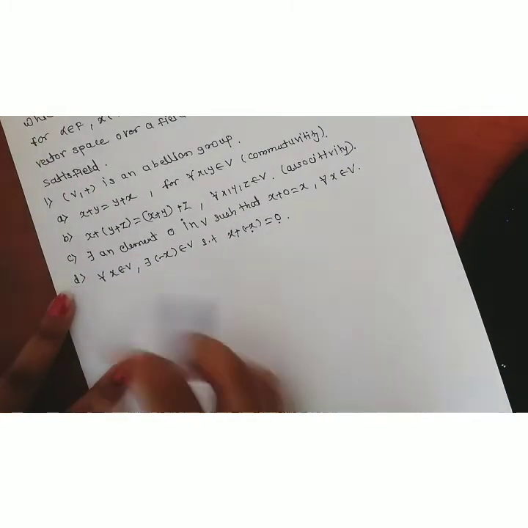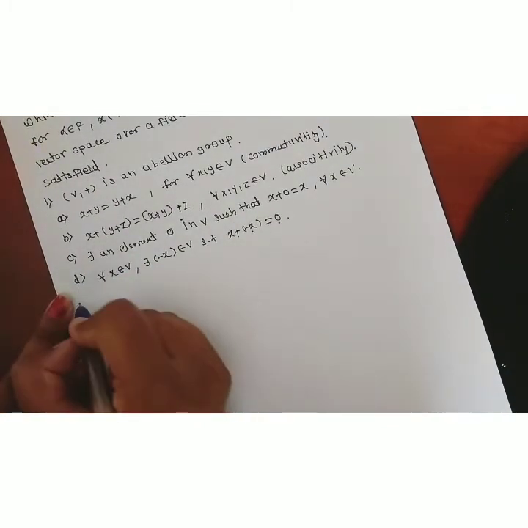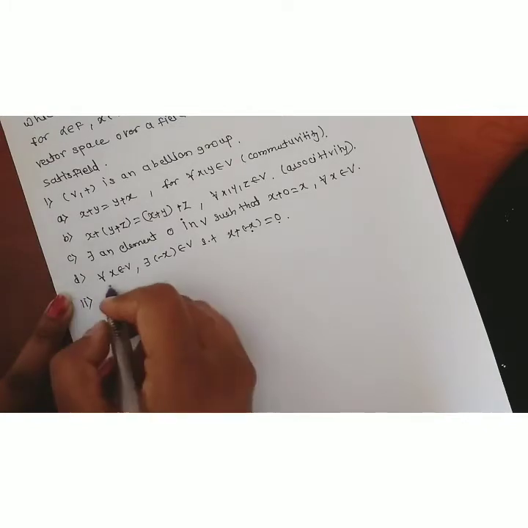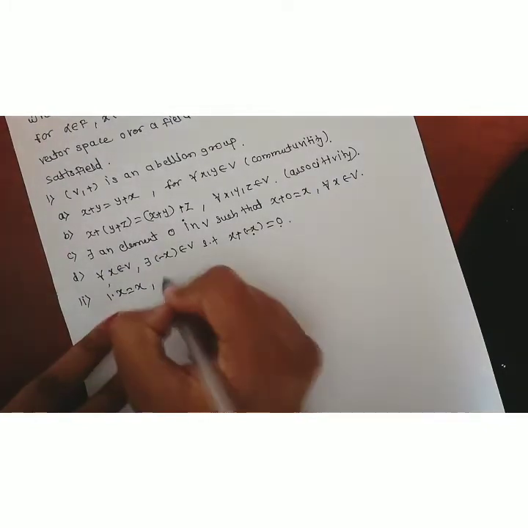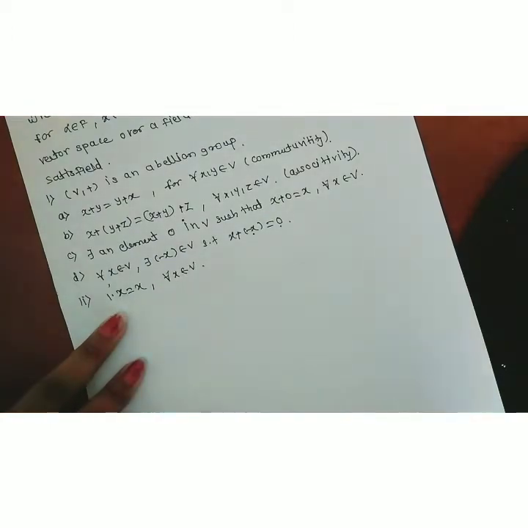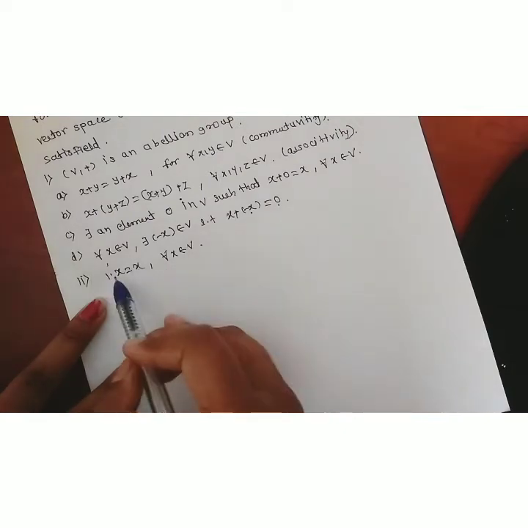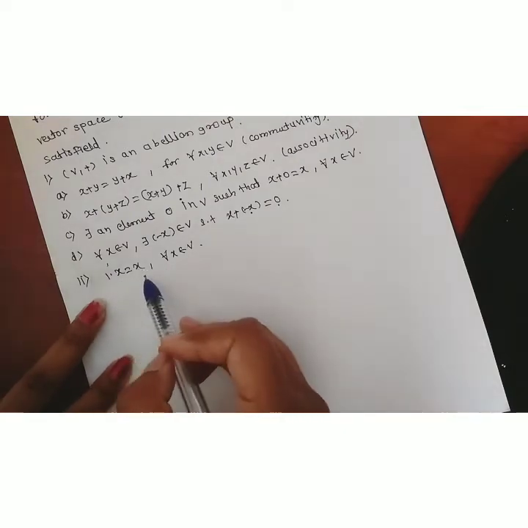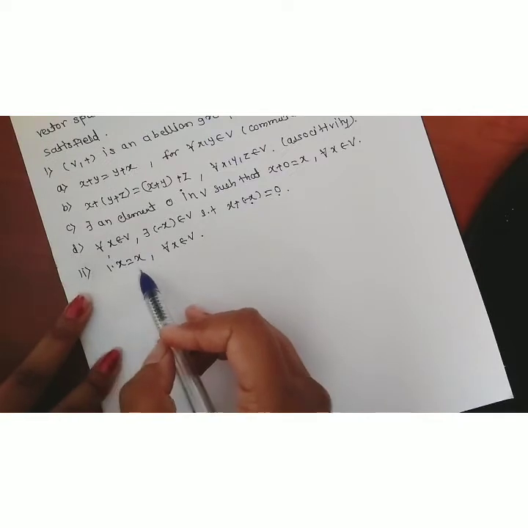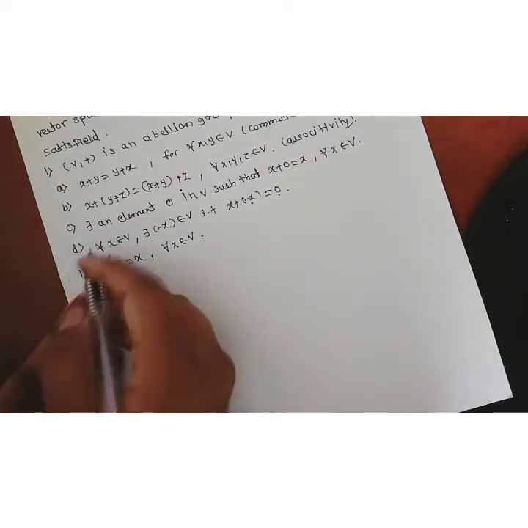Now the next property is 1 into x is equal to x for all x belongs to V. The next property is what? If you multiply any element of that set V by 1, the resultant element should be the same element. This is the next property for showing the vector space.